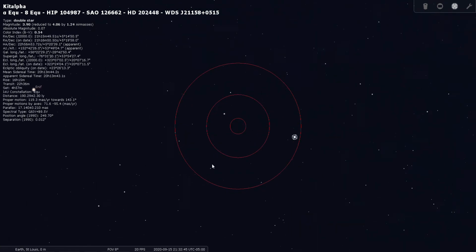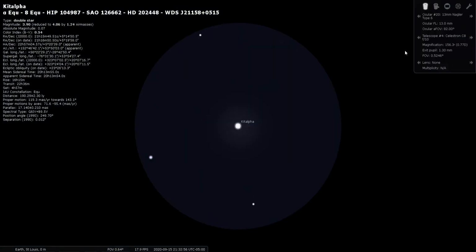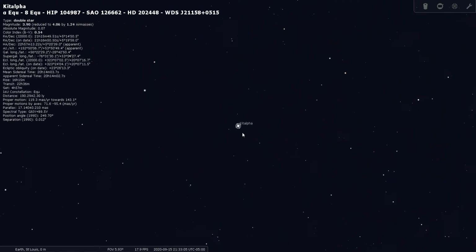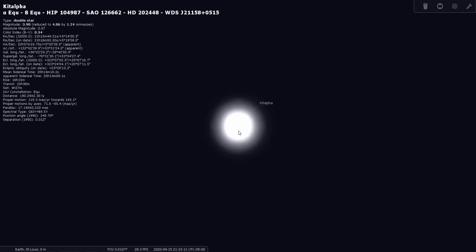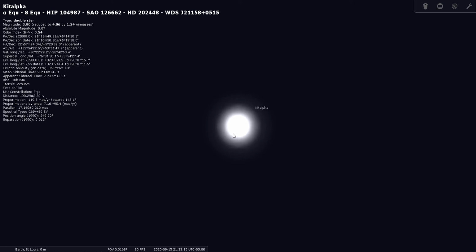Let's point our telescope at it in the finder. And it doesn't split in the finder. And surprise, it doesn't even split in a 13 millimeter Nagler. So if we try to split it manually, I don't think Alpha splits. No, it's listed as a double star, but it must be a really, really tight double.